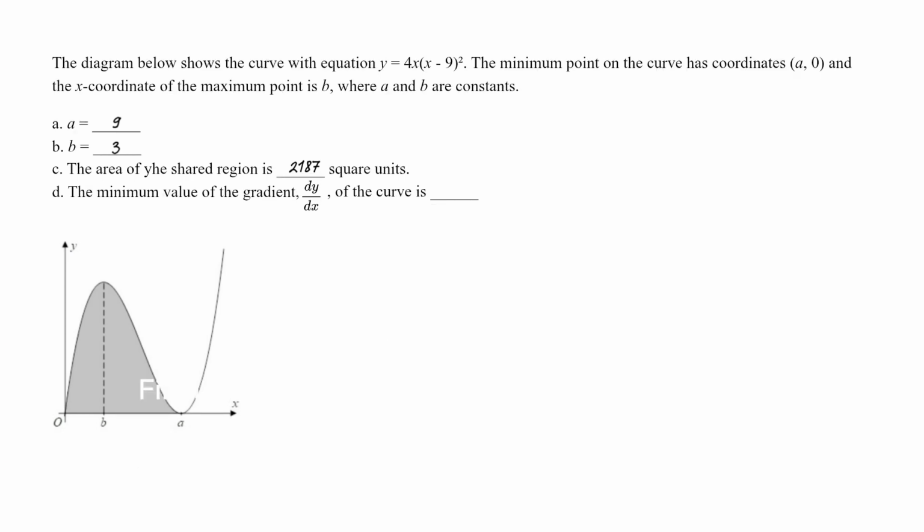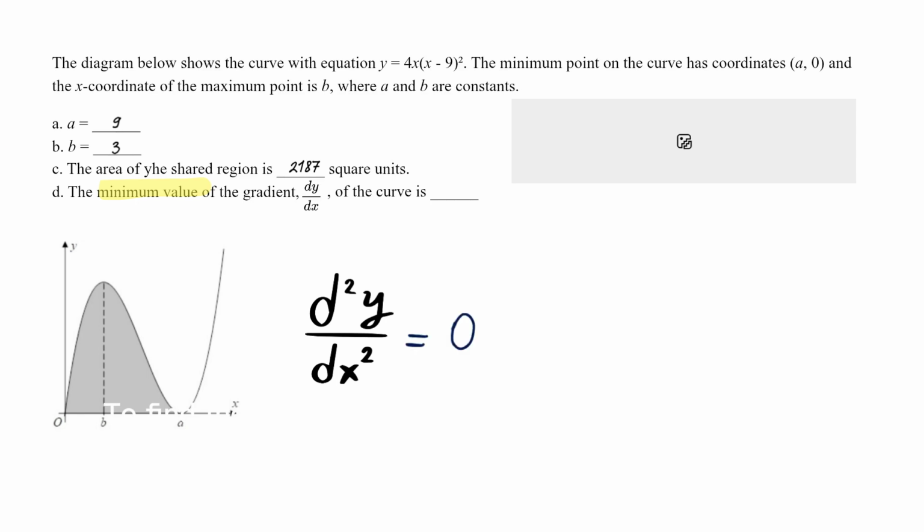Finally, Part D asks for the minimum value of the gradient. This is a common trick question. They aren't asking for the minimum y value. They want the lowest value of dy over dx. To find the minimum of anything in calculus, you take its second derivative, d squared y over dx squared, and set it to 0.